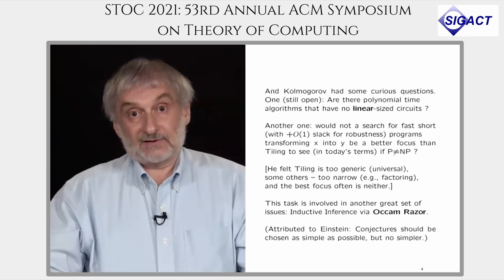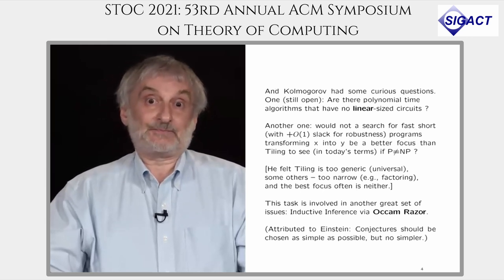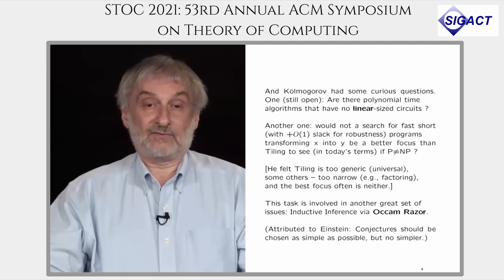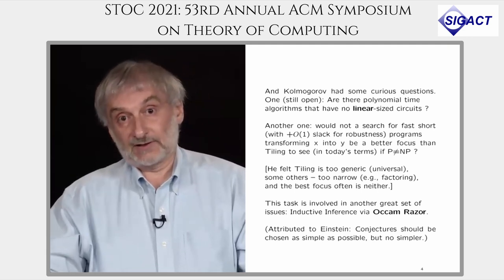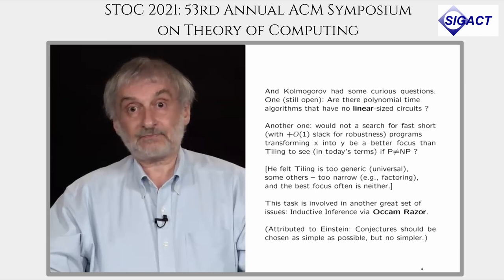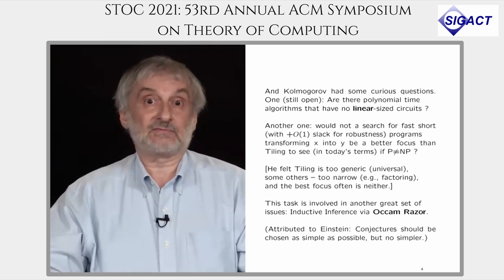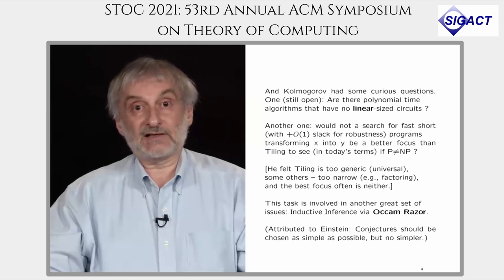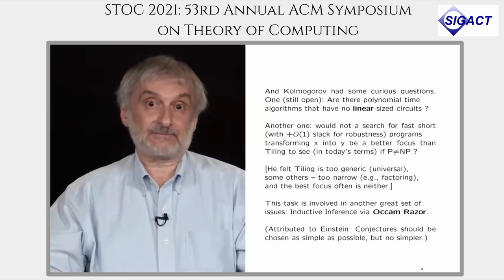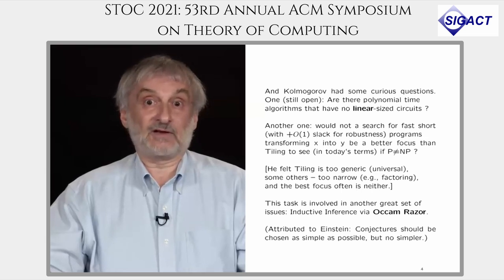Kolmogorov asked several questions at that time, still open and interesting. One was: are there polynomial time algorithms that have no linear size circuits? We knew that some slow polynomial time algorithms cannot be replaced by faster algorithms. But can linear size circuit families replace all of them?